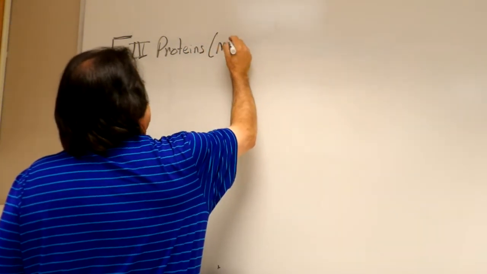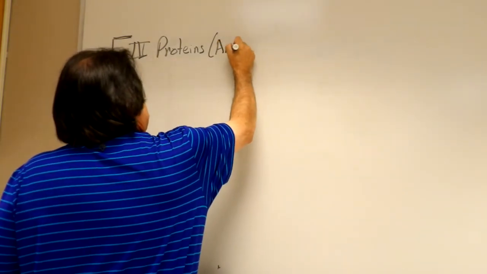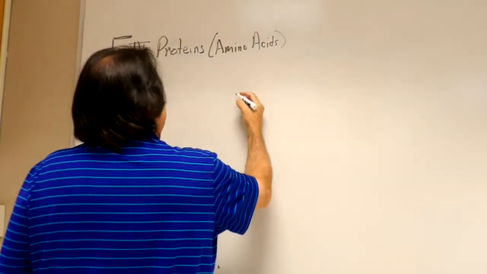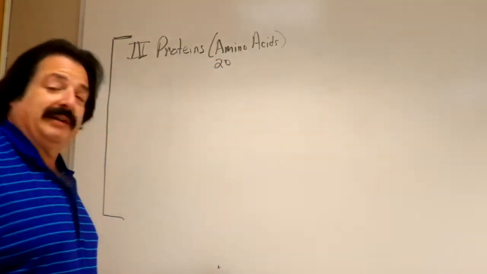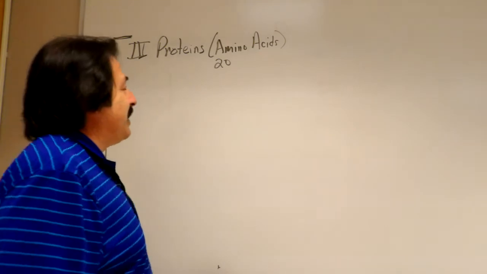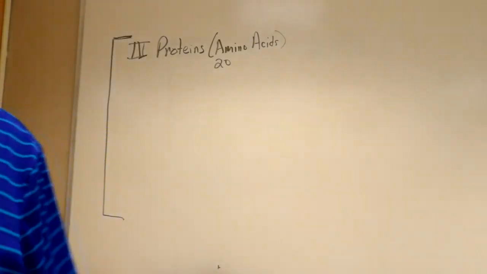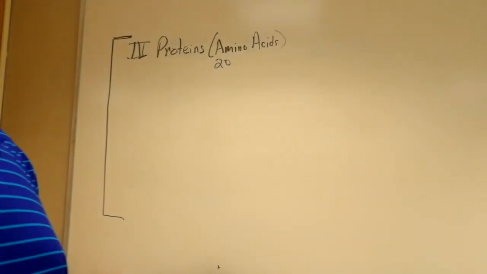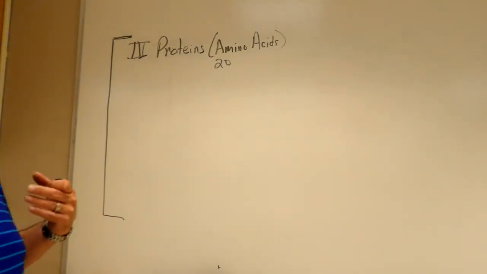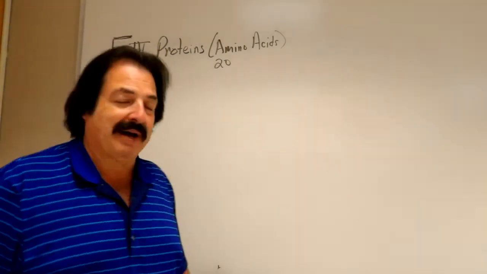Proteins are made up of amino acids, of which there are 20 different amino acids in the body. From those 20 amino acids, you can make millions upon millions of different proteins. All you have to do is have different sequences of those 20 amino acids, and that will give you all the different functional proteins that operate in your body.